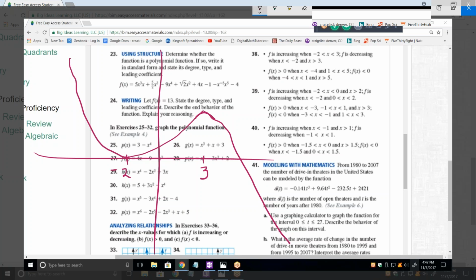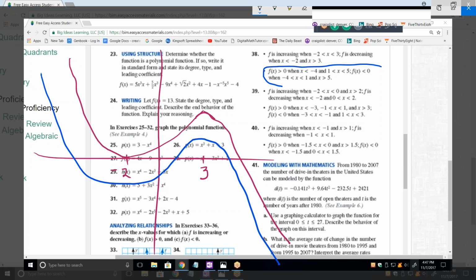In other words, I could make that function look like this, and it would have exactly the same increasing and decreasing places, right? Yeah. So what I have to do is move it up and down. I've got the shape of it. I've got to move it up and down so that it matches this part. Well, it's greater than 0 when we're to the left of negative 4. That point must be negative 4.